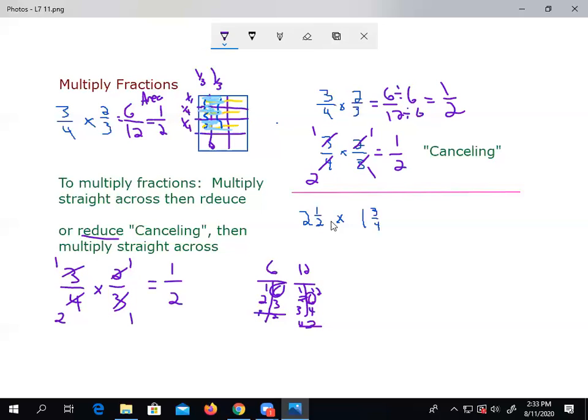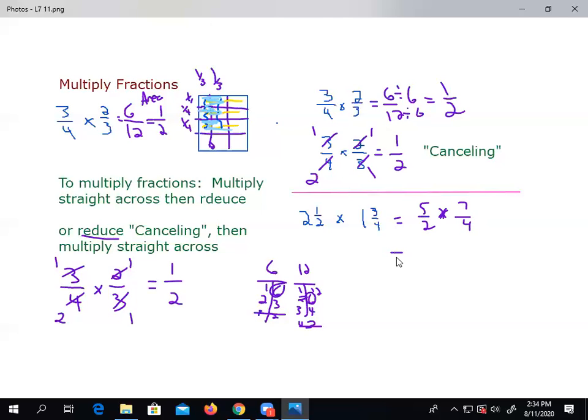Now sometimes they'll give us mixed numbers to multiply. The easiest way to do this problem is change these to improper fractions. So if I go 2 times 2, which is 4, plus the 1, that gives me 5/2. I can change that to an improper fraction. And then we're multiplying, not adding. So we're multiplying. 4 times 1 is 4, plus 3 more makes 7. So it's going to be 7/4.